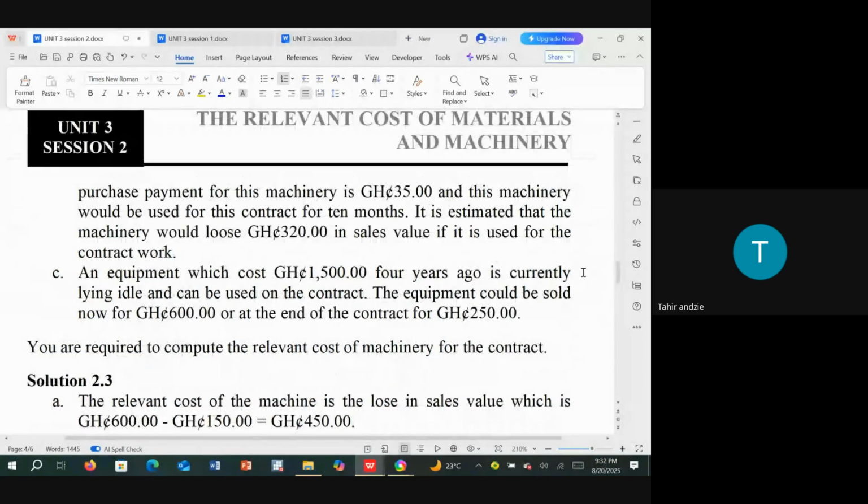And then the last one is an equipment which cost 1,500 4 years ago, is currently lying idle and can be used on the contract. The equipment could be sold now for 600 or at the end of the contract for 250. You are required to compute the relevant cost of machinery for the contract.